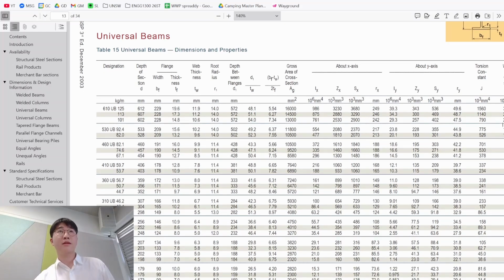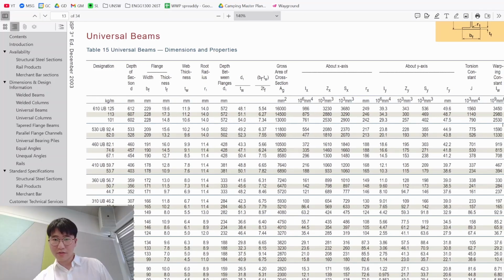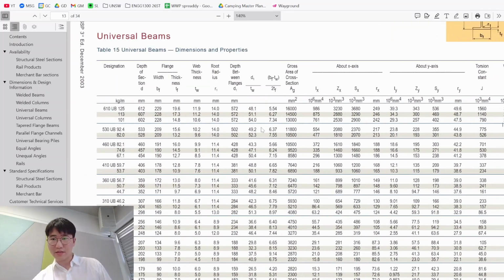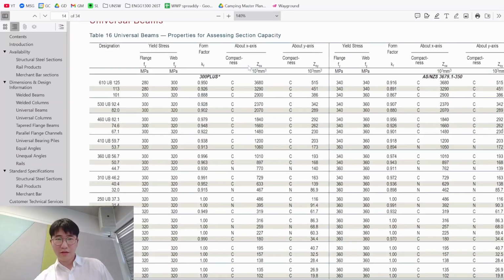Yeah. It's the depth of the overall section. Yep. But you'll find that on OneSteel, you can quite easily find KF. Sorry, it's on the next page. You can quite easily find KF, the form factor, which I will talk about in a second. But it's already pre-baked. It's given to you, right?